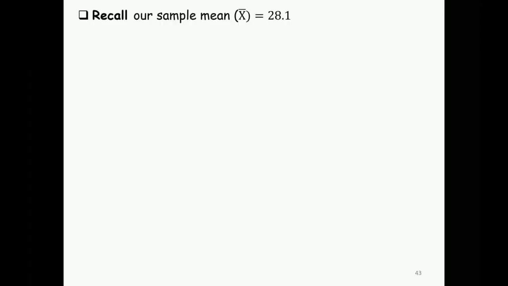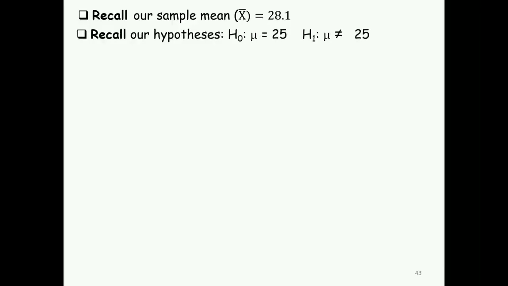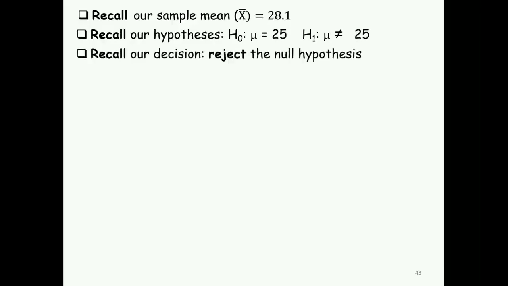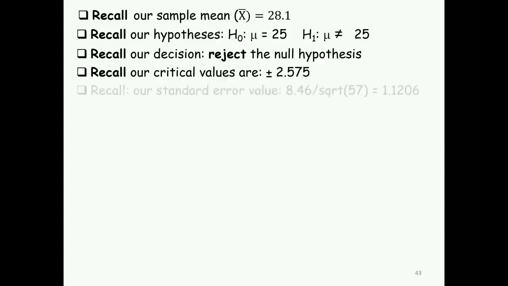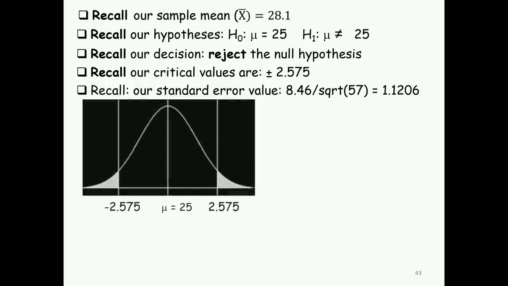Recall our sample mean, 28.1. Recall our hypothesis, equal to 25, not equal to 25. Recall our decision was reject the null hypothesis. Recall our critical values, plus or minus 2.575. Recall the standard error, 8.46 divided by the square root of 57, 1.1206. We have this information. This is what we write.